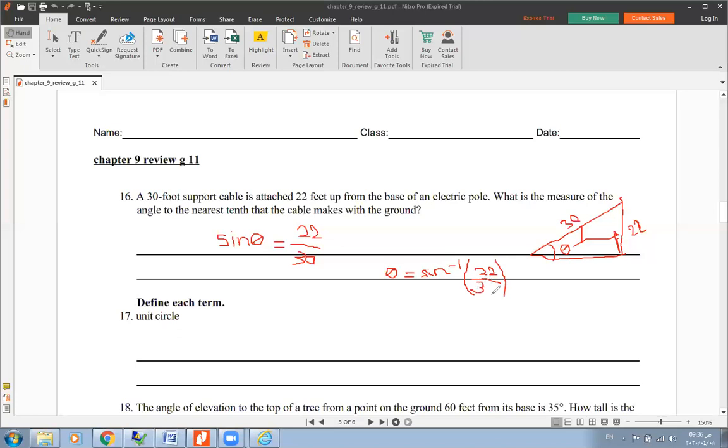We don't need the exact value. We don't have a calculator, so I can calculate it directly. So shift sine of 22 over 30 will be 47.2. So the measure of the angle is 47.2 degrees. Please write the answer. This is the answer.